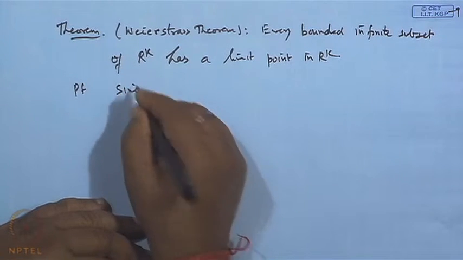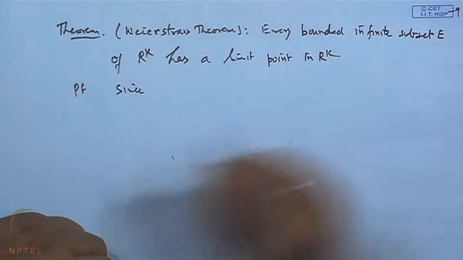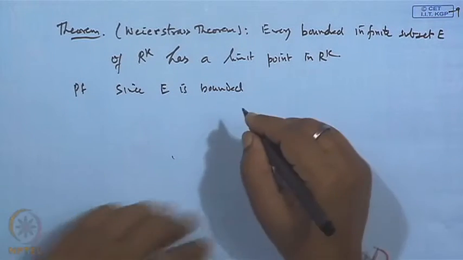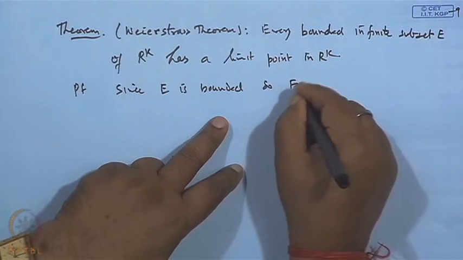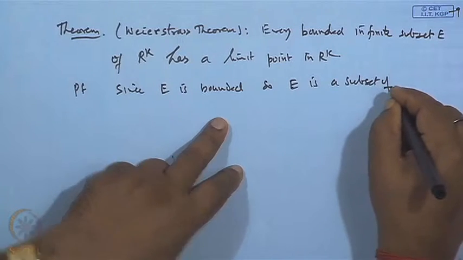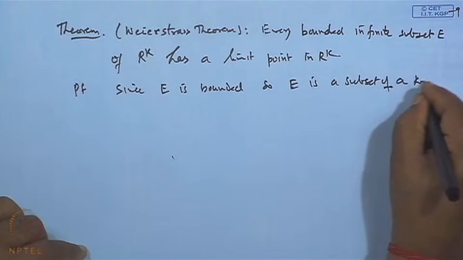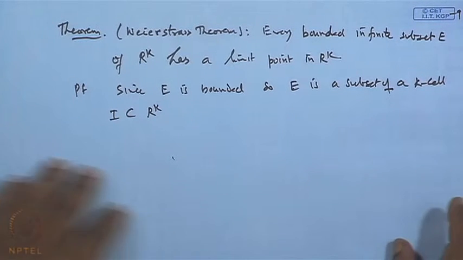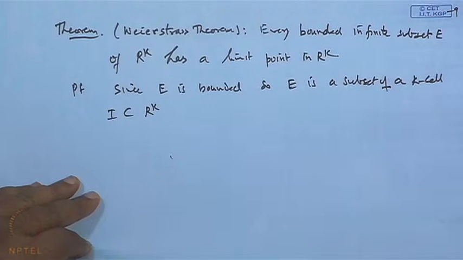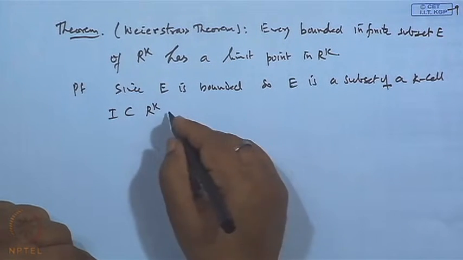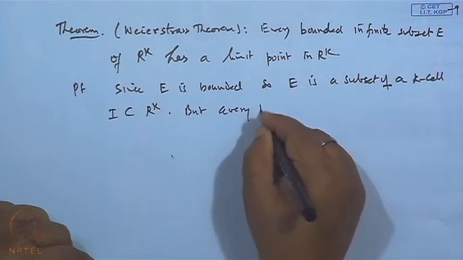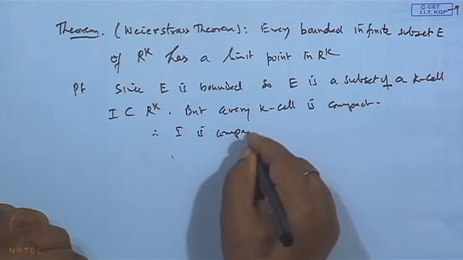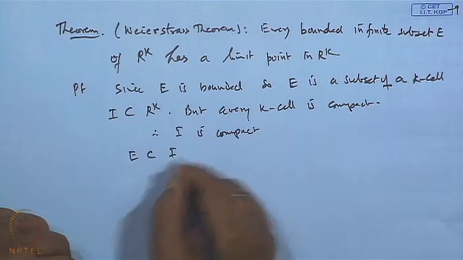Since E, every bounded infinite subset, say E, of R^k is bounded, E is a subset of a k-cell I, which is contained in R^k, because bounded means it will be covered by some k-cell. But the earlier theorem says that every k-cell is compact. Therefore, I is compact. So, E is contained in I, which is a compact set.